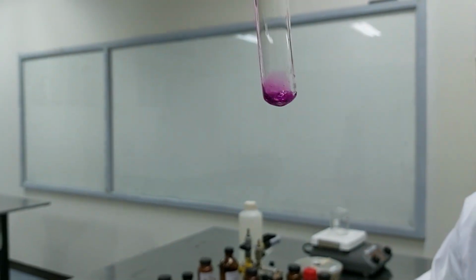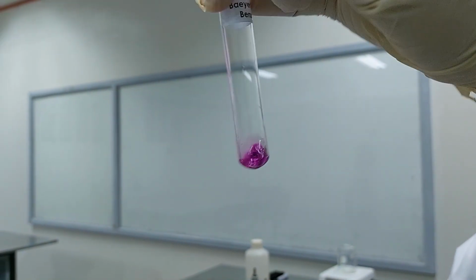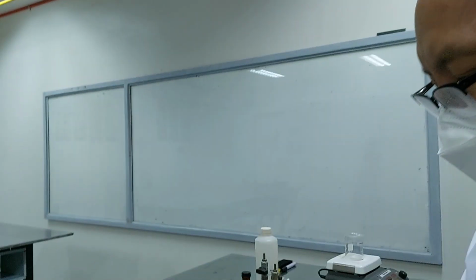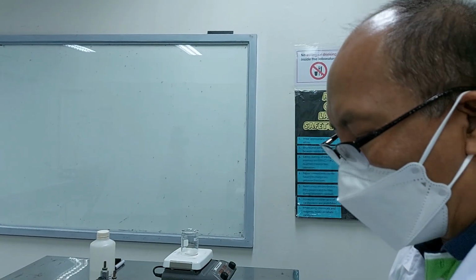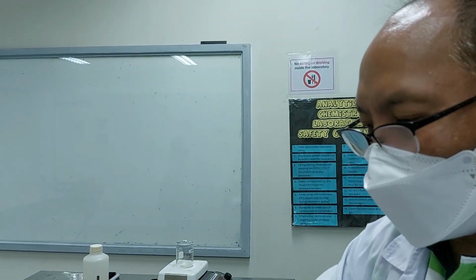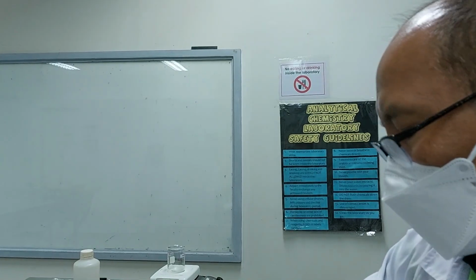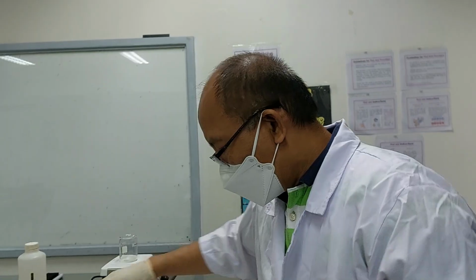So what have you observed? It is similar to hexane. There is no reaction. Okay. So only the unsaturated alkyne reacted. So therefore we can differentiate it from alkane and aromatic. Okay. So that's it for Baeyer's test.